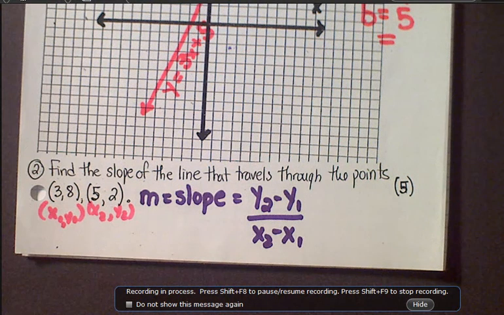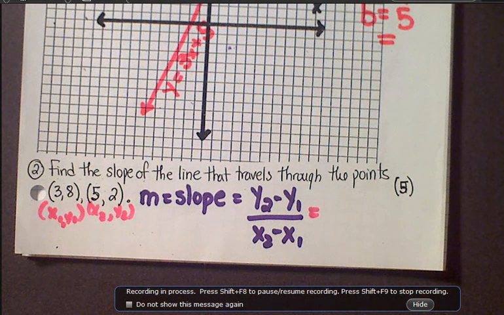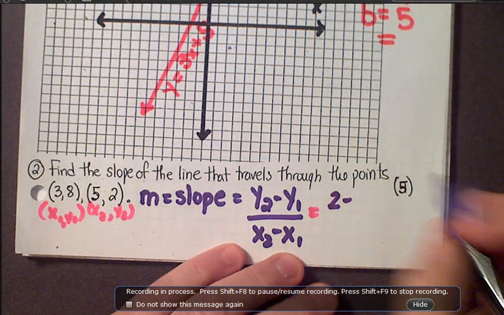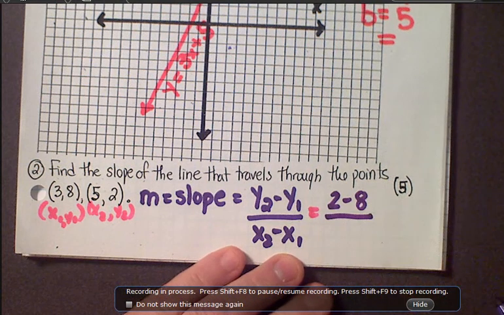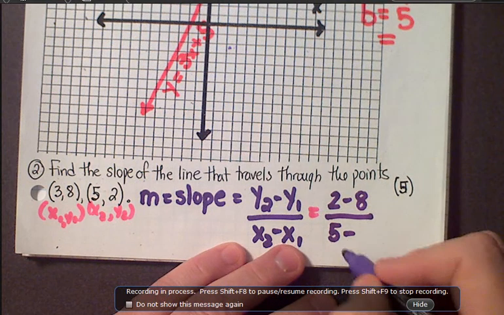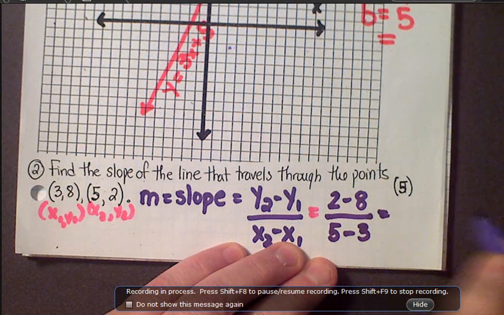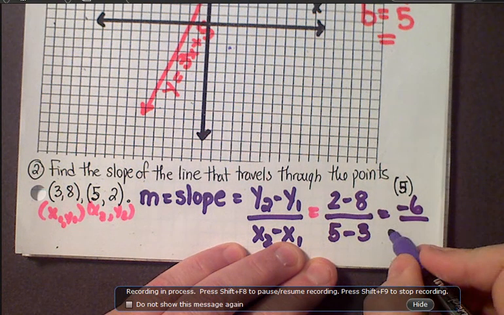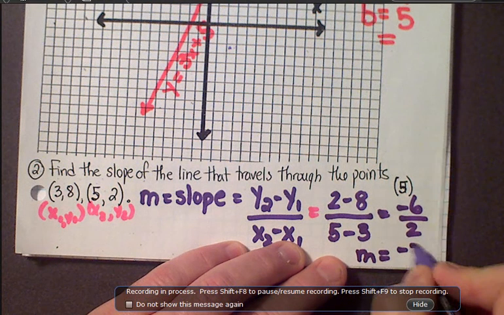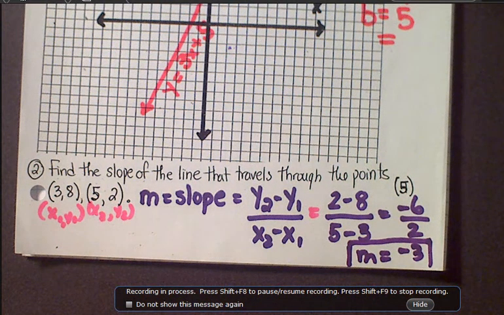And then you can simply plug that into your slope formula, which starts off with your y2, and the y2 is going to be a 2, minus your y1, which is an 8, over your x2, which is a 5, minus your x1, which is a 3. You wind up with a negative 6 over 2, so your slope turns out to be negative 3. And that concludes the quiz that we took on Friday.